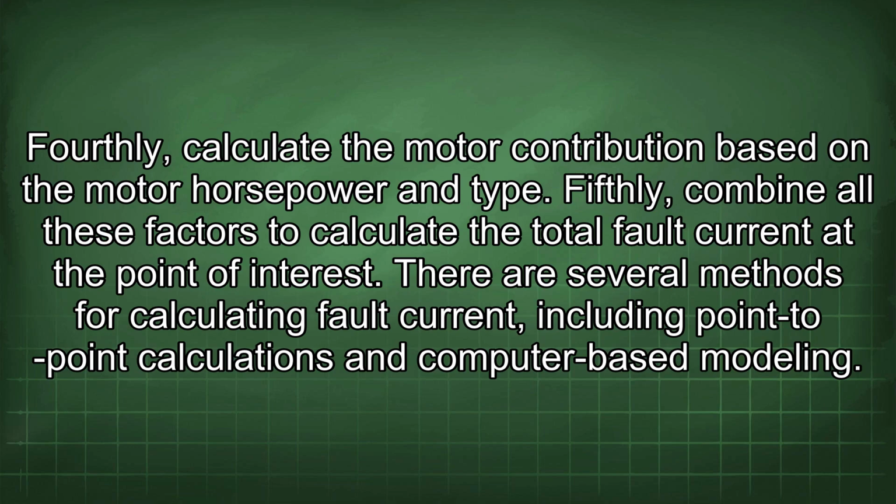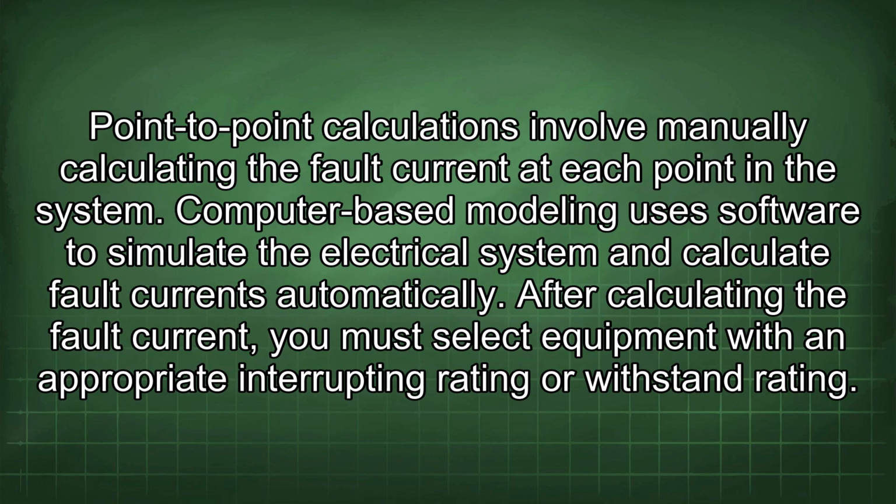There are several methods for calculating fault current, including point-to-point calculations and computer-based modeling. Point-to-point calculations involve manually calculating the fault current at each point in the system. Computer-based modeling uses software to simulate the electrical system and calculate fault currents automatically.